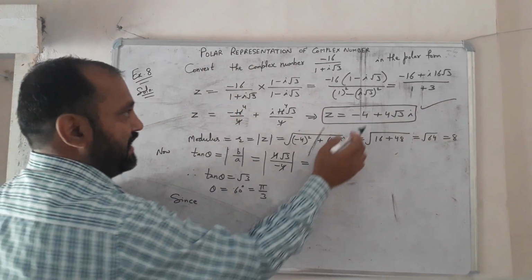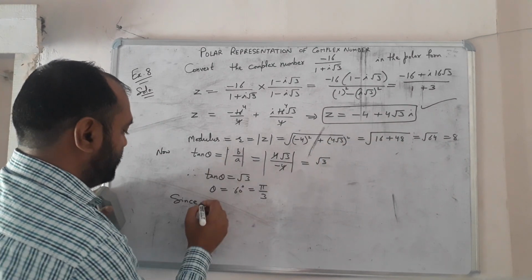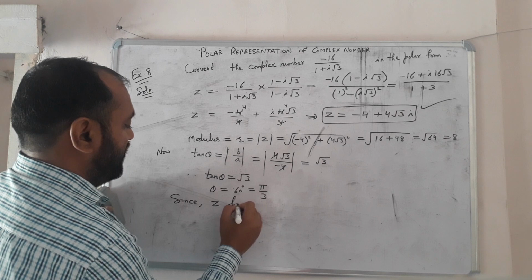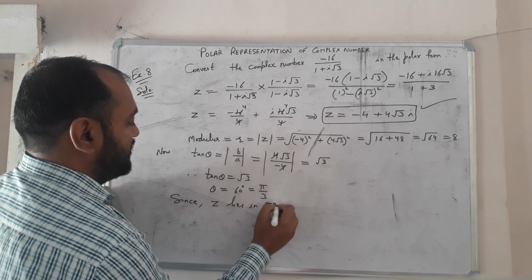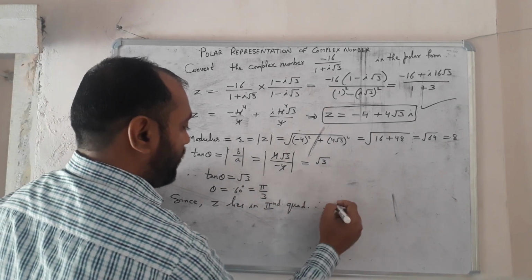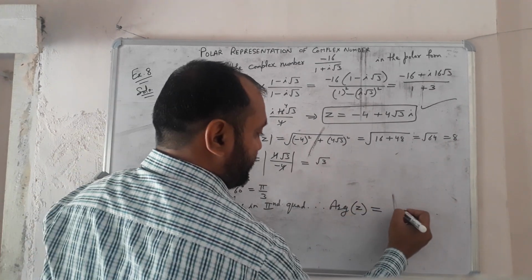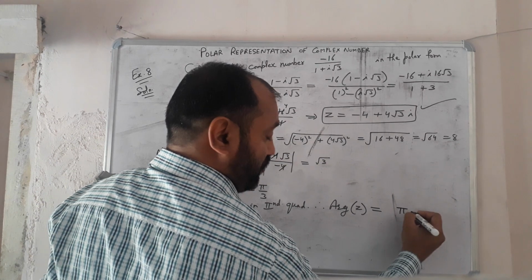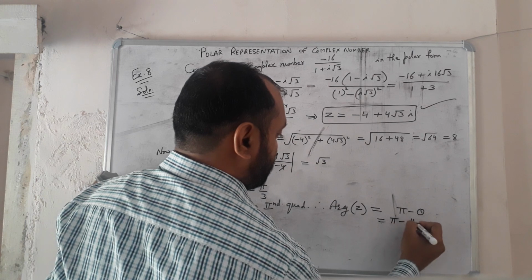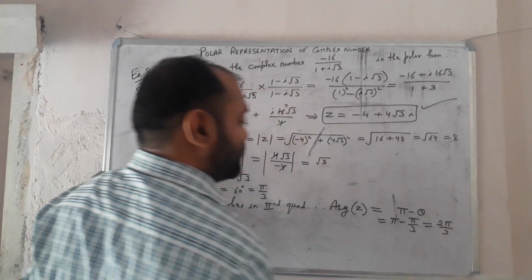This complex number, a is negative, b is positive. So it lies in the second quadrant. So we write here, since z lies in the second quadrant, therefore the argument of this complex number is, as I have told you already, pi minus theta. So this is pi minus pi by 3. When you simplify, the argument of the complex number is 2 pi by 3.